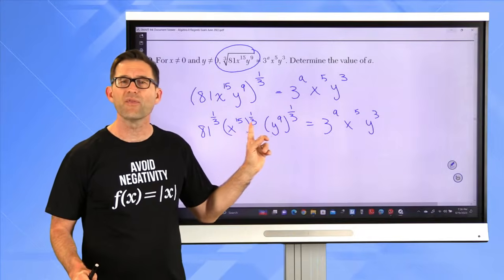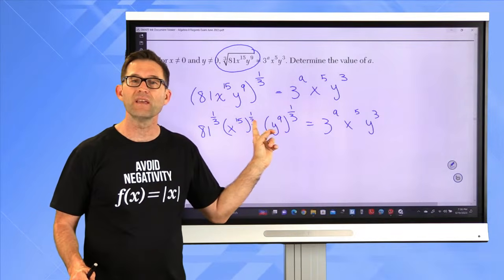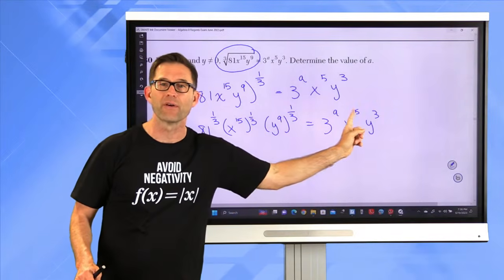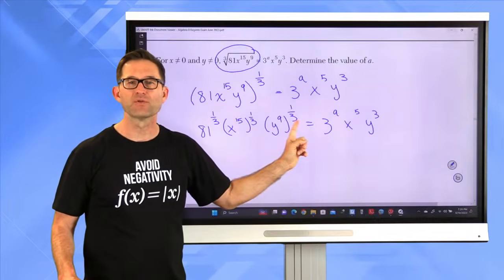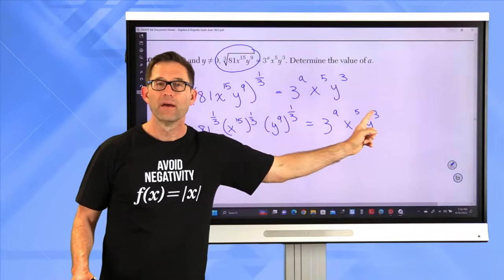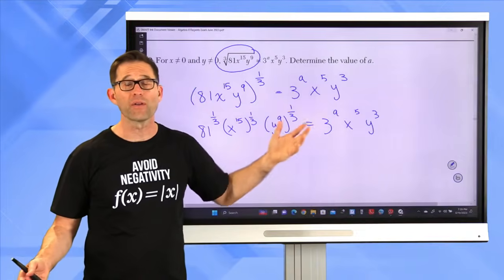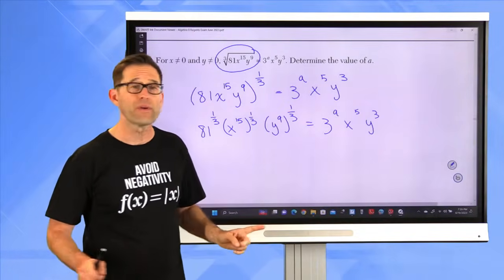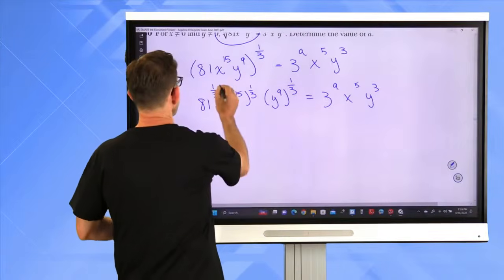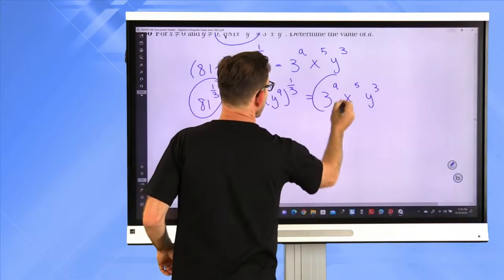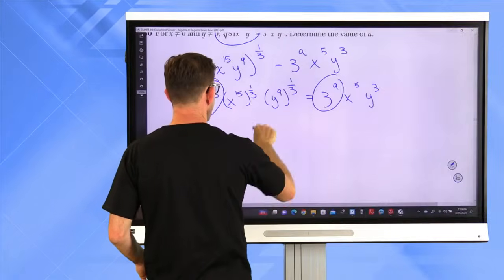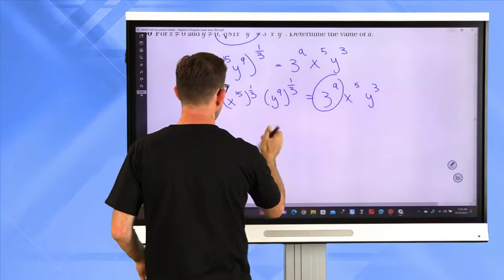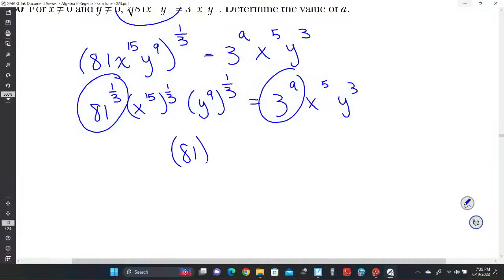X to the 15th to the 1/3: 15 times 1/3 is 5. And 9 times 1/3 is 3. They have to be that way. If they weren't, where would those exponents come from? So really, the whole issue here is that 81 to the 1/3 has got to be equal to 3 to the a.